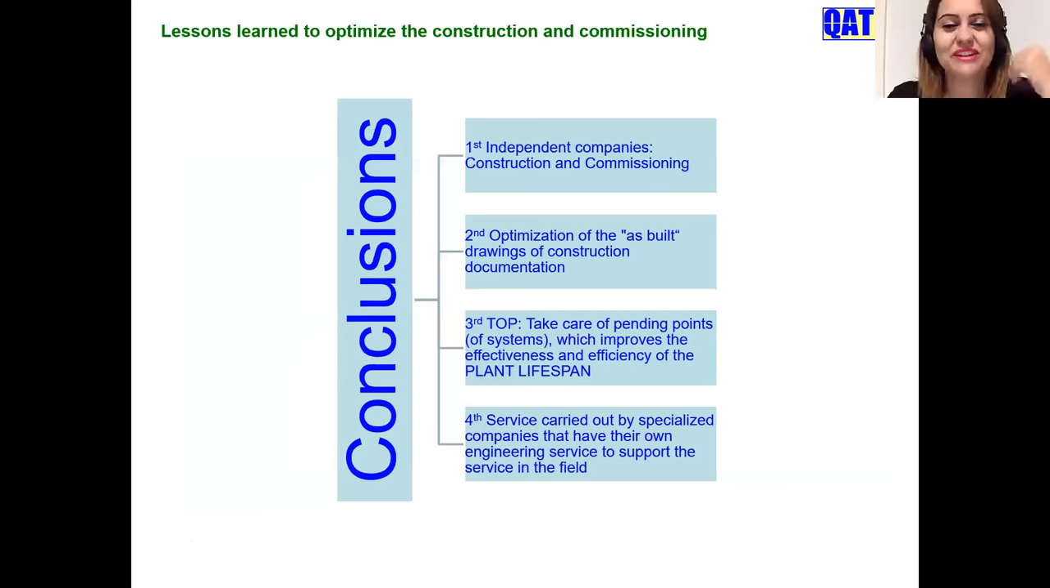So the conclusion. We have 3 more minutes, okay? Oh, you're getting to the conclusions. Excellent. I can repeat the presentation if you want.